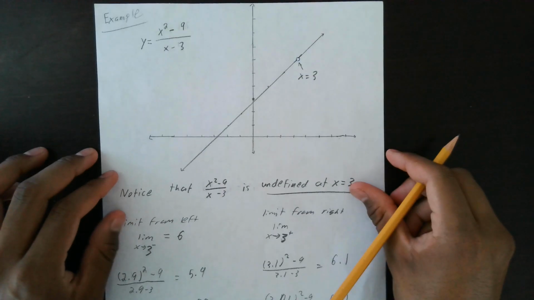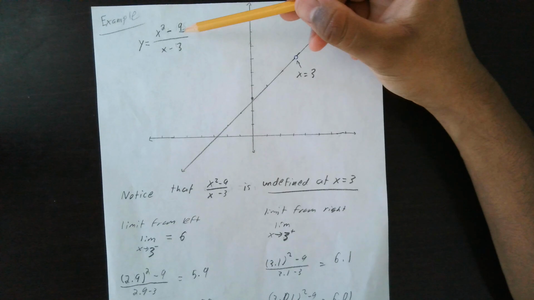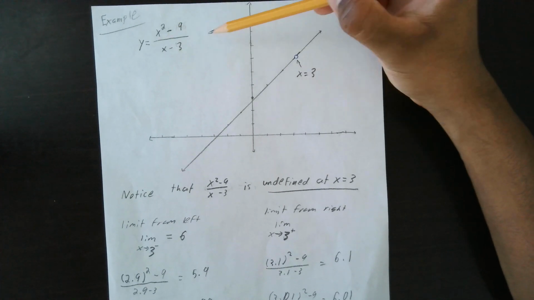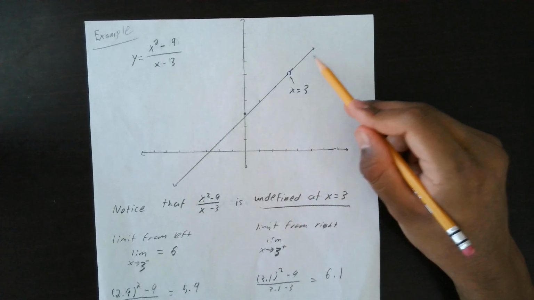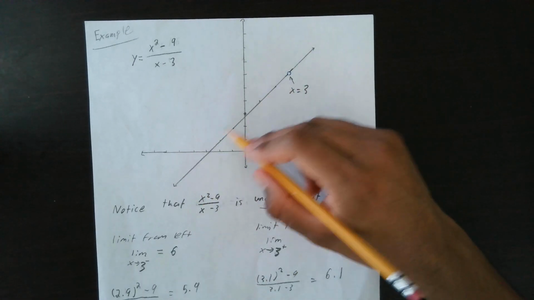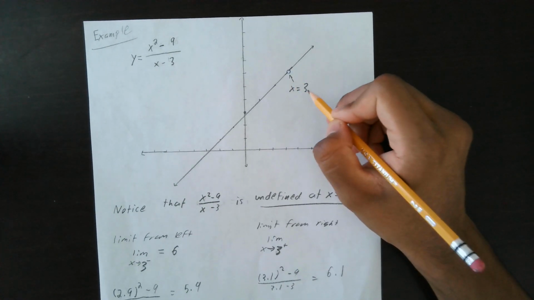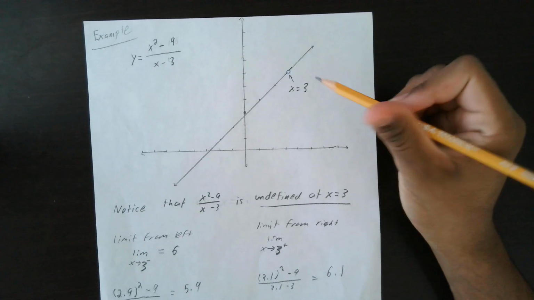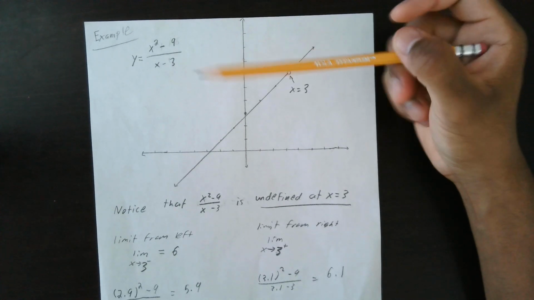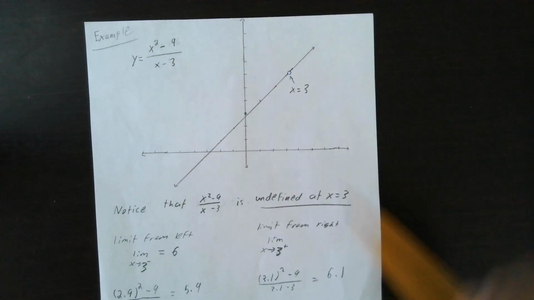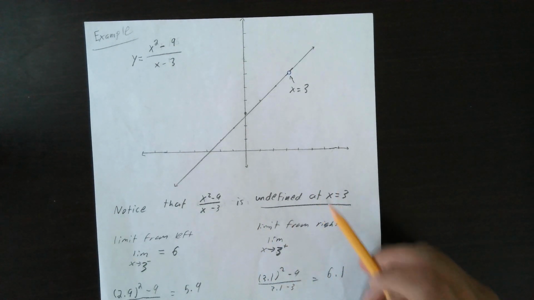Let's look at this graph here. We have the function y is equal to x squared minus 9 divided by x minus 3. If you plot that into this graph, you get a straight line, and it's continuous at all points, so there's a value at all points, except at this point here, when x is equal to 3. And the reason for that is because if you were to plug in 3 for this function, you'd be dividing by 0, and that's a big no-no in math. You cannot do that. So this function is undefined at the value of x equals 3.